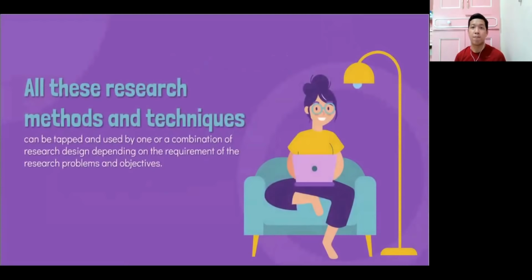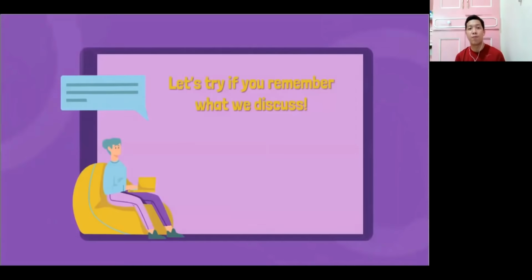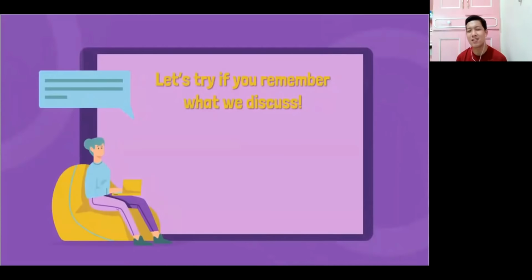All these research methods and techniques can be used by one or a combination of research designs, depending on the requirements of the research problems and objectives. Now let's proceed to the next slide and try if you remember what we discussed.